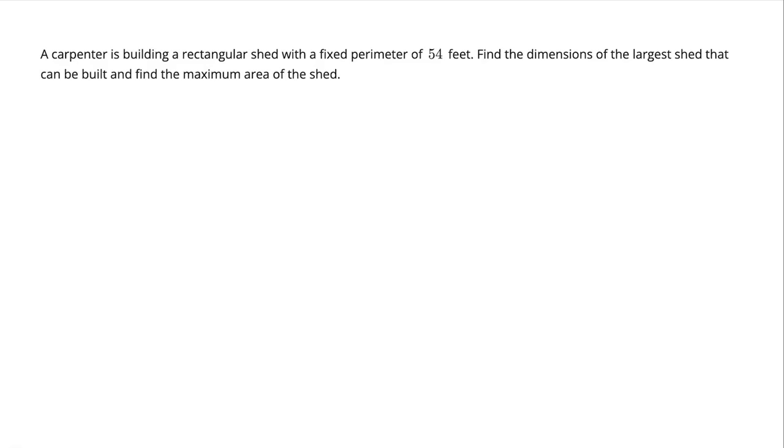A carpenter is building a rectangular shed with a fixed perimeter of 54 feet. So we need to find the dimensions of the largest shed that can be built and find the maximum area of the shed. All right, so we have a rectangle over here.